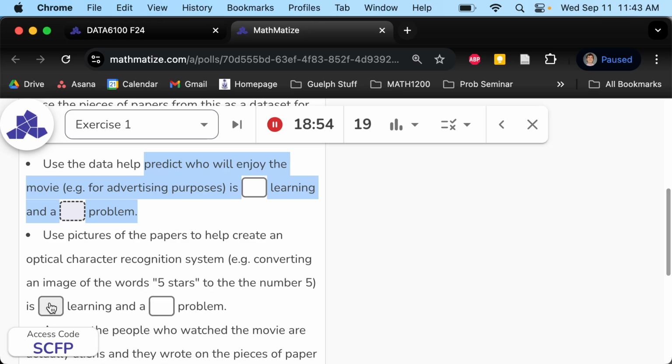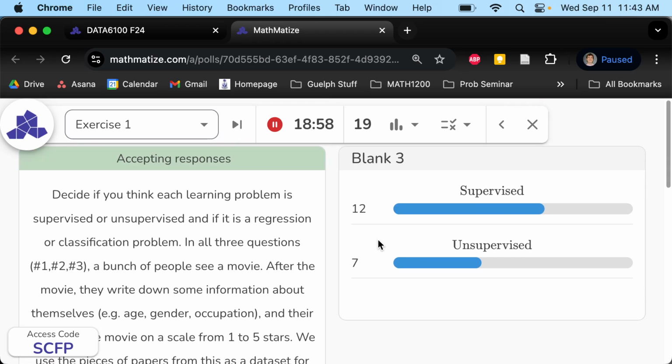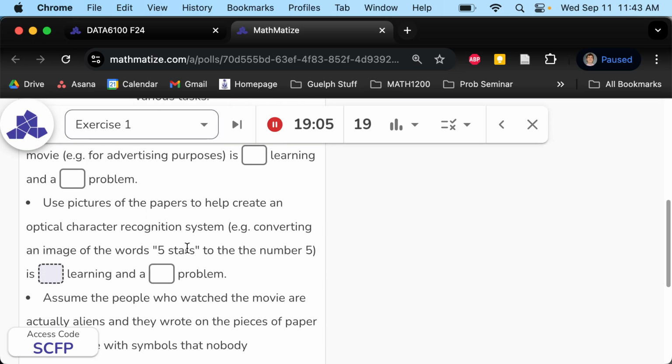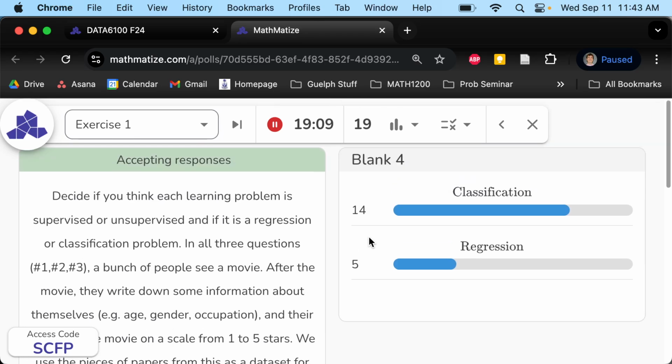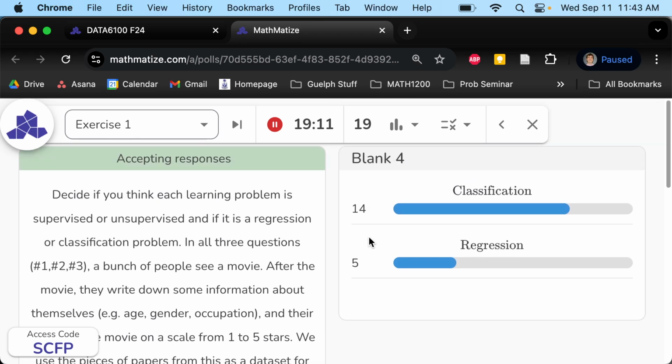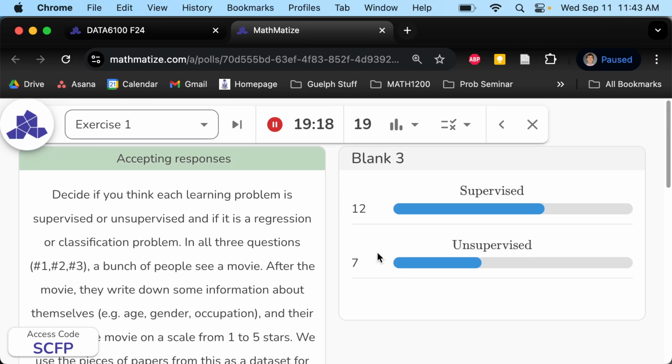Okay, and you said, what kind of learning problem did you pick? 12 people picked supervised, 7 people picked unsupervised. And let's see, let's do this as well. Is it classification or regression? 14 to 5 for classification versus regression. So a little bit split here, especially on whether it is supervised or unsupervised. So 12 to 7 is like a 60-40 vote.